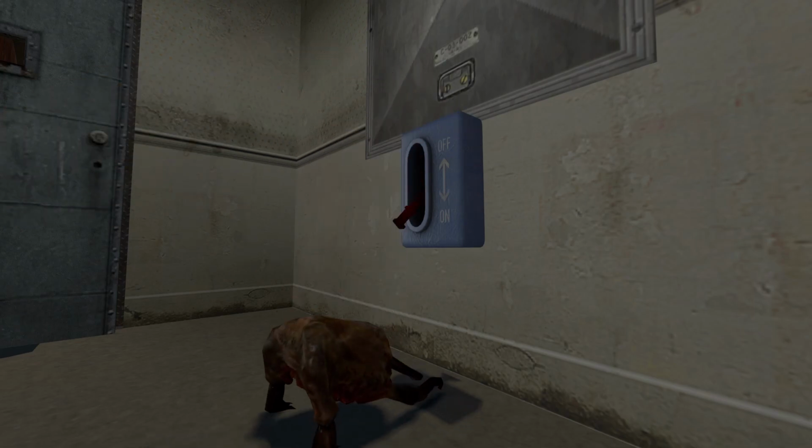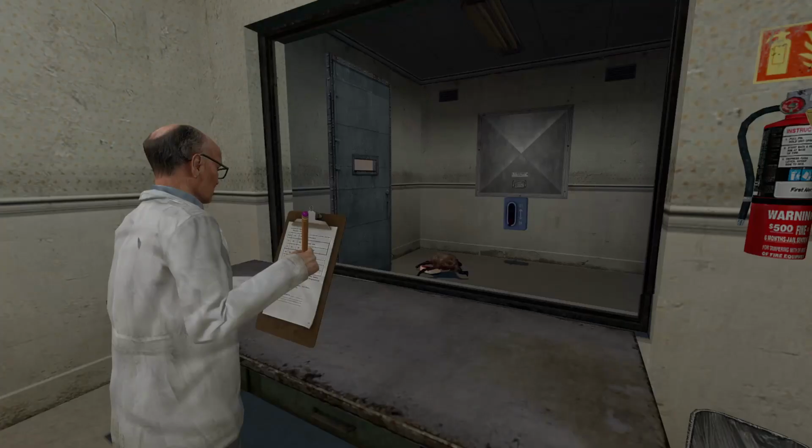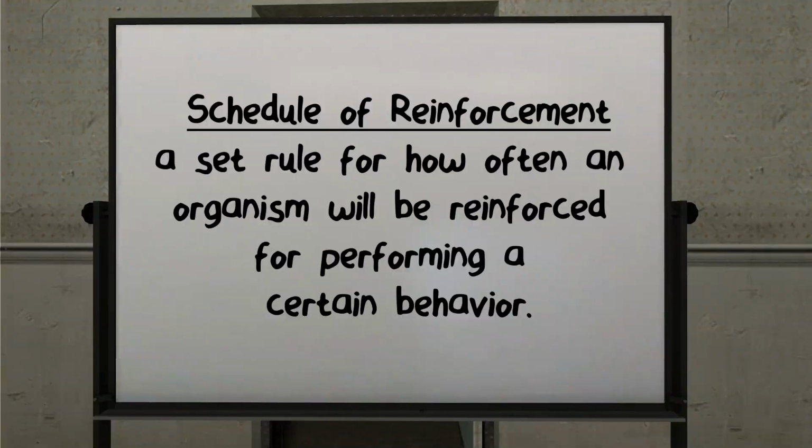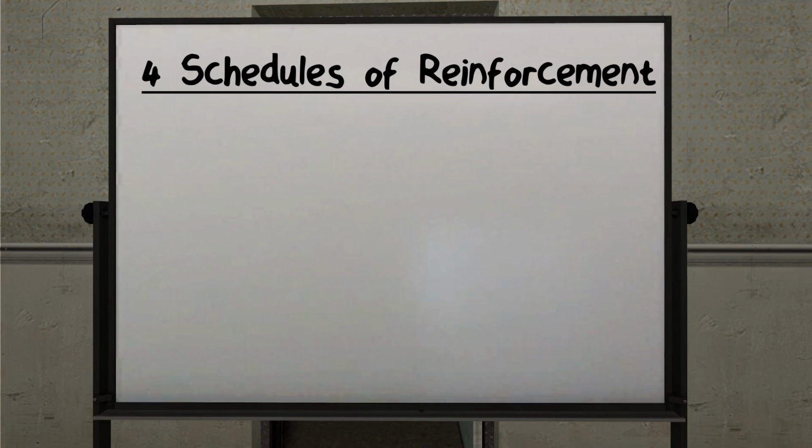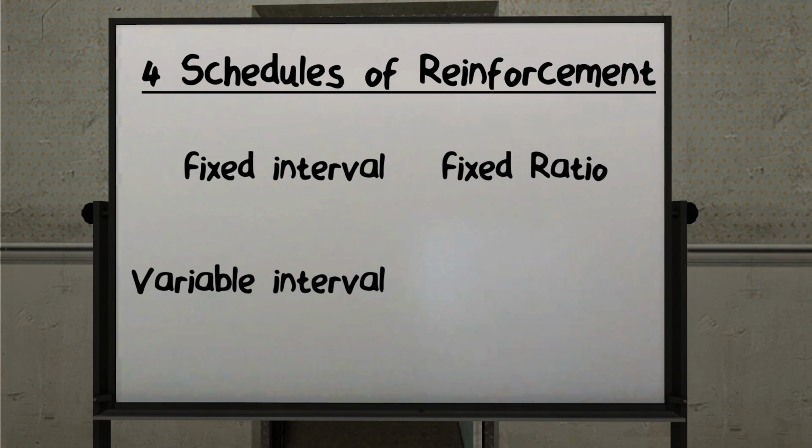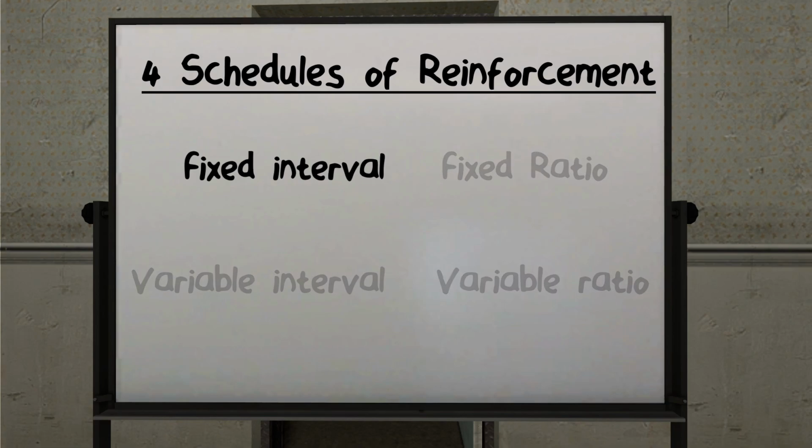A schedule of reinforcement is a set rule for how often an organism will be rewarded for performing a certain behavior. The definition is simple enough. The tricky part is knowing the difference between each one. As mentioned before, there are 4 schedules of reinforcement: fixed interval, fixed ratio, variable interval, and variable ratio. Let's start with fixed interval.